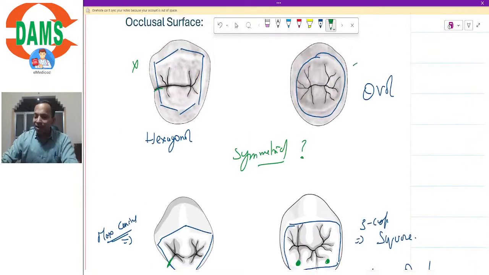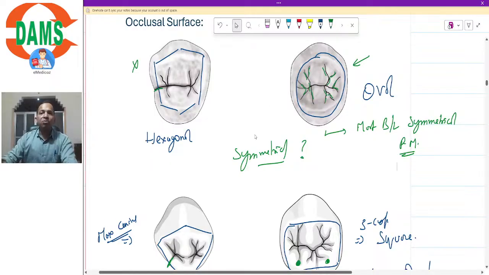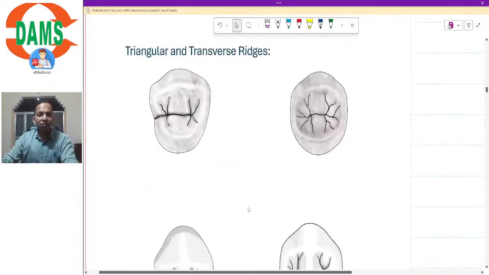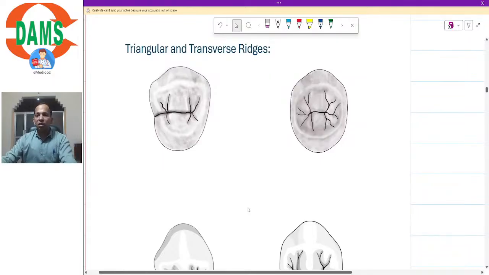In case of the maxillary second premolar, though its surface appears to be quite wrinkled, isn't it? It has so many grooves. Yet this is the most bilaterally symmetrical premolar, right? So this is the most symmetrical premolar, not tooth, sorry. So let's go to the next feature, the triangular and the transverse ridges. So what are the triangular ridges and what are the transverse ridges?